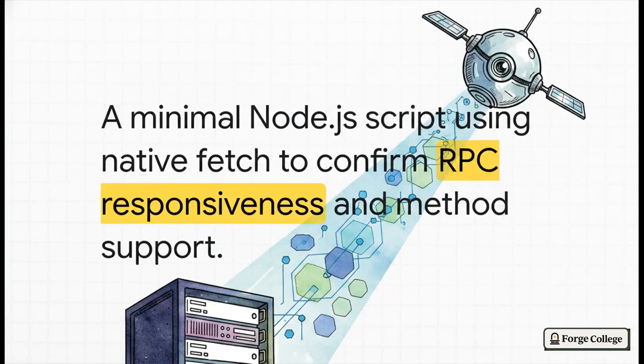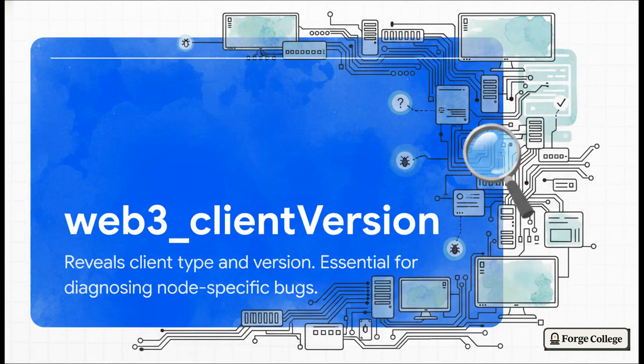The crucial point is this programmatic probe doesn't have to be complicated at all. A minimal Node.js script using native fetch is literally all it takes to confirm RPC responsiveness and basic method support. This script automatically checks the rpcUrl baseline behavior, making sure everything is exactly as we configured in our template. Inside that script, we make a few key calls.